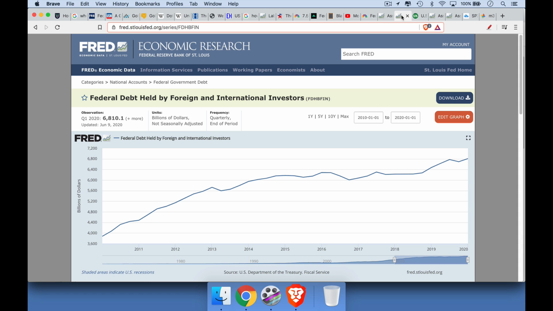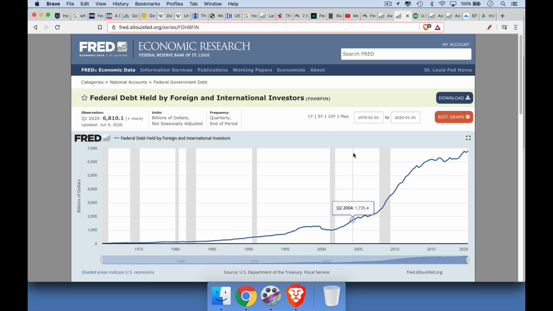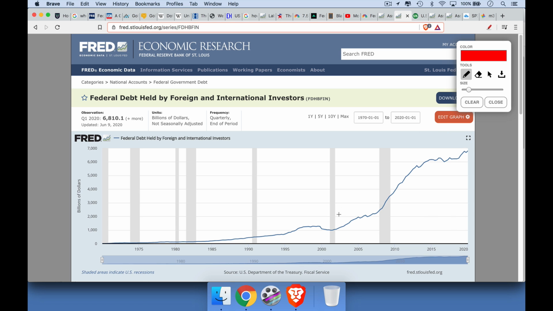The U.S. is pumping out so much debt every year, and foreign and international investors haven't been increasing their purchases. They've increased them really marginally, but you can see it's been fairly flat for the last 5-6 years. It has gone up over time. We can see that this is when China entered the WTO. China's been a big purchaser of our Treasuries, but not doing it anymore.